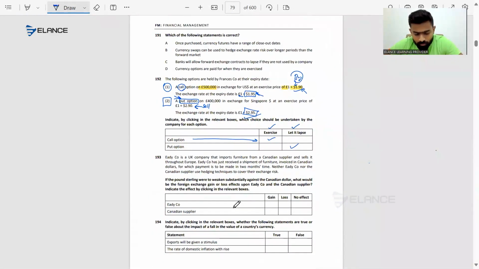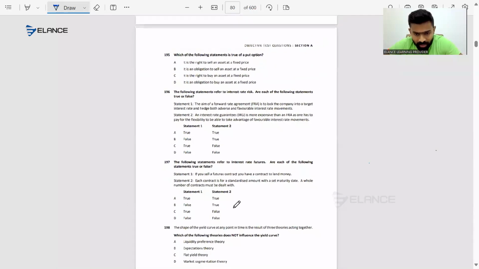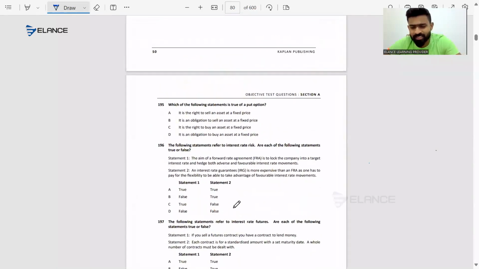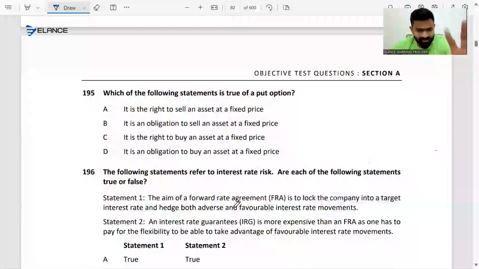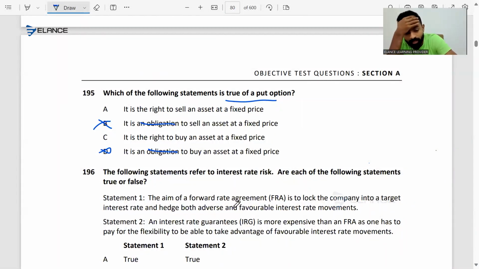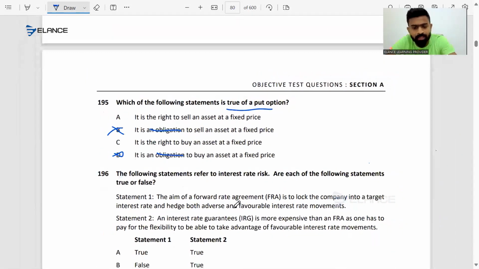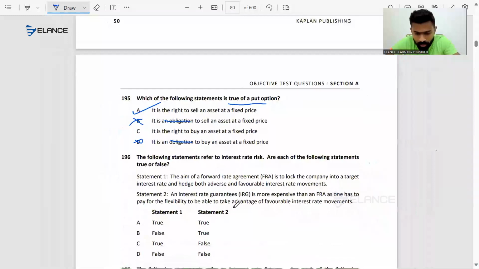Now, we will go to a few other questions. This is not a past exam question, but since it is a simple question, we'll look at it. Which of the following statements is true about options? Options are a right, not an obligation. So B and D can be easily removed. Out of A and C, which is the right one? It's a put option. Option A is a right to sell.